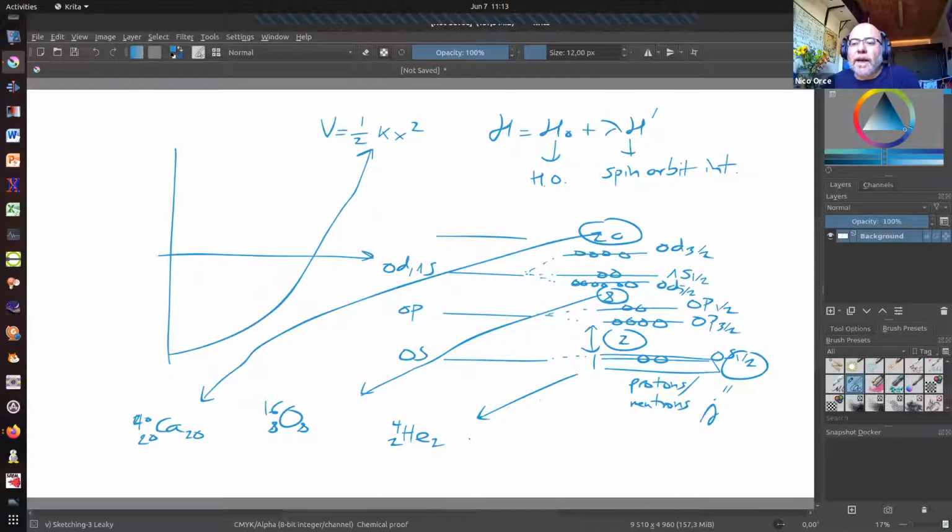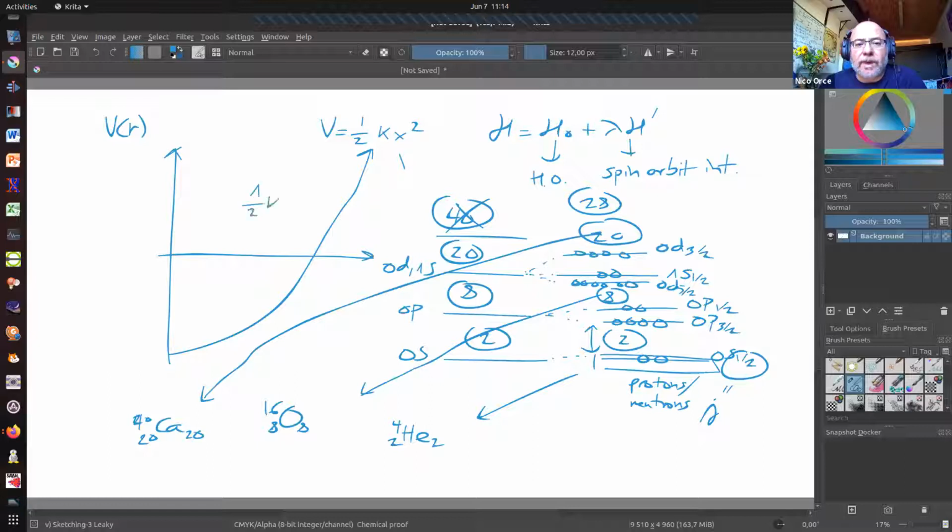And so by adding this spin orbit interaction, we could explain the next magic number, which was 28, and the next one, which was 50, because here we have the next magic number was 40, right? So this was wrong. So basically, we are just summarizing what we did before. And we also say that this is a function of r, instead of having a 1/2 of kx squared. If we make it in 3D, obviously this is going to be 1/2 of kr squared potential, right? As a function of r.